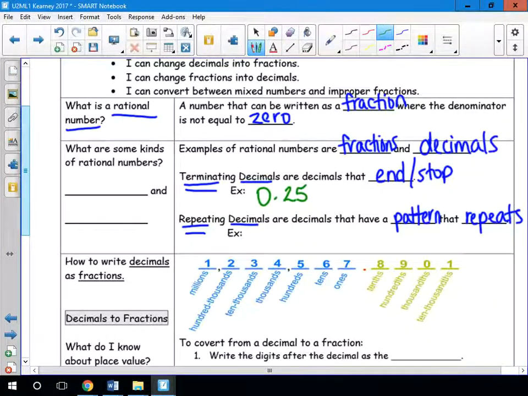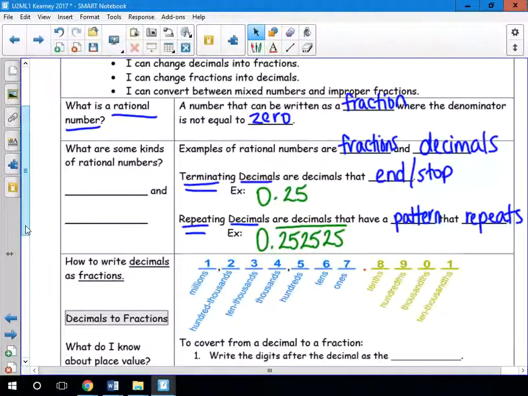Okay, an example of a non-terminating decimal might be something that just keeps going on and on and doesn't have a pattern. An example of a repeating decimal might be something like 0.252525, and it keeps repeating. How can we show that a pattern keeps repeating? We can put a bar over it.